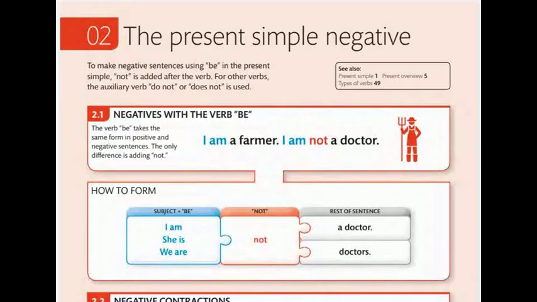I'm a farmer. I'm not a doctor. How to form: I am, she is, we are, not, doctor, doctors.